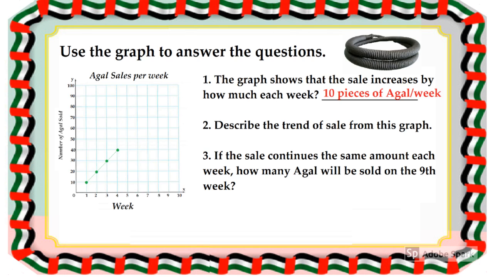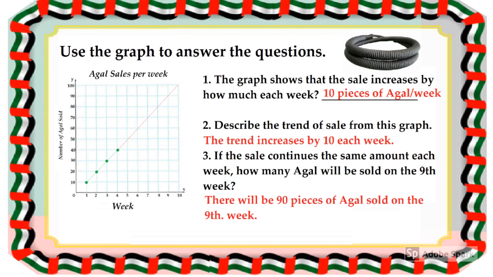If you analyze the graph, there are 10 pieces of agal added each week. Because on week 1, it is 10. Week 2, 20. Week 3, 30. Week 4, 40. So each week, there will be 10 pieces added. On question number 2, if we describe the trend of sales for this graph, the trend increases by 10 each week.